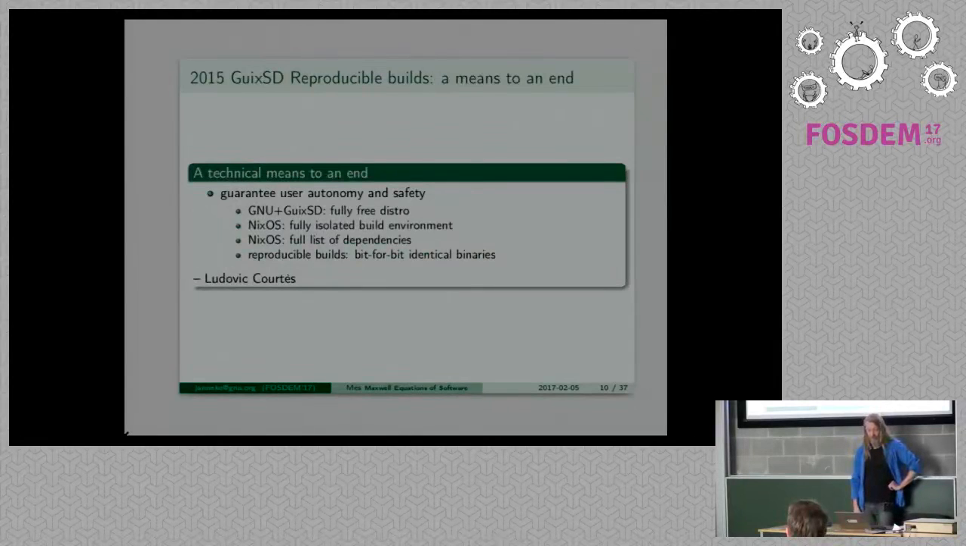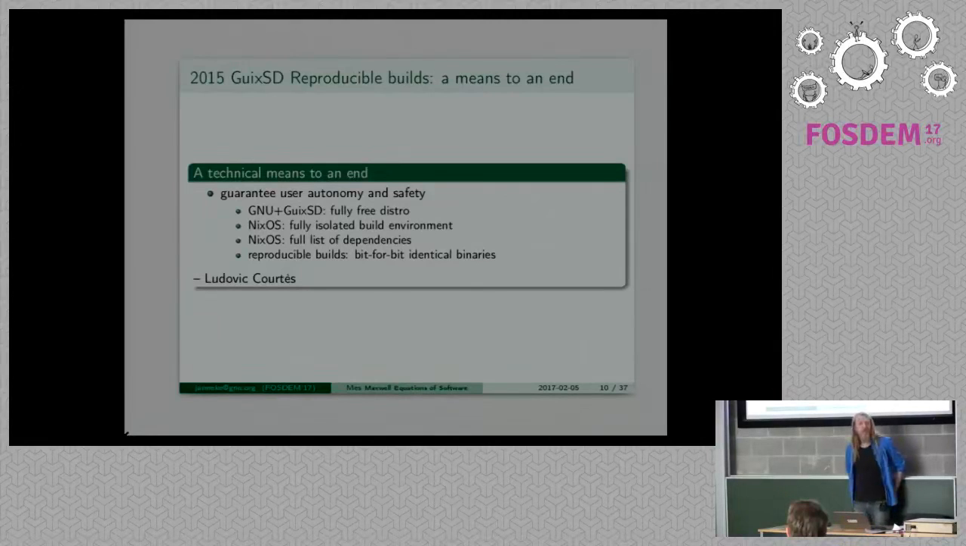And then Guix came along, and I have a small summary here for why repro builds are so nice. Actually, they are a means to an end. We want autonomy and safety. That's basically it. So how did we get here? Why is reproducibility in Guix so nice?